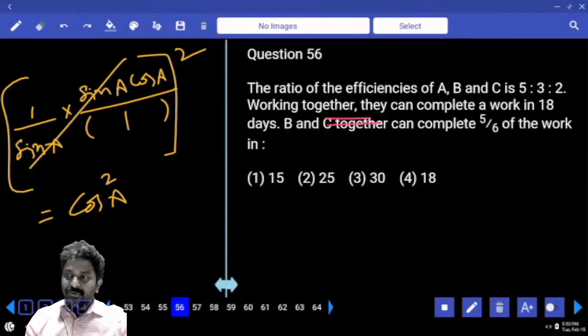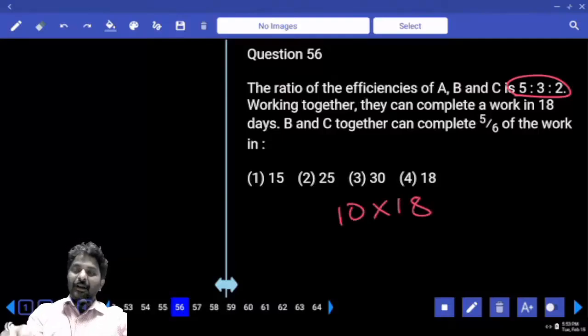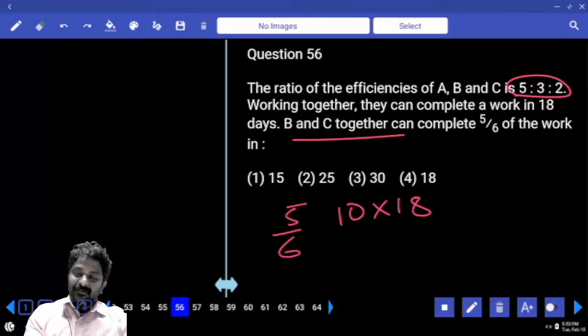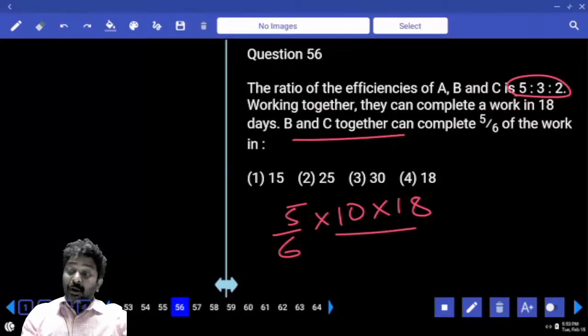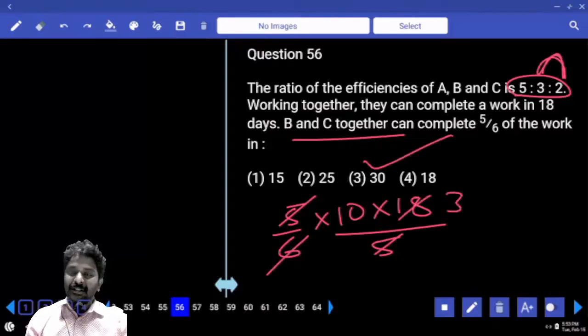The ratio of the efficiencies of A, B, C is 5:3:2. Working together, they can complete the work in 18 days. So all working together can do 10 parts of work, and they need to work for 18 days. Now B and C together can complete 5/6 of the work in 5/6 of this much. And who should do this? B and C. B and C together can do 3 units and 2 units, total 5 units, correct? 5 cancel, 6 3 times. 10 into 3, 30.